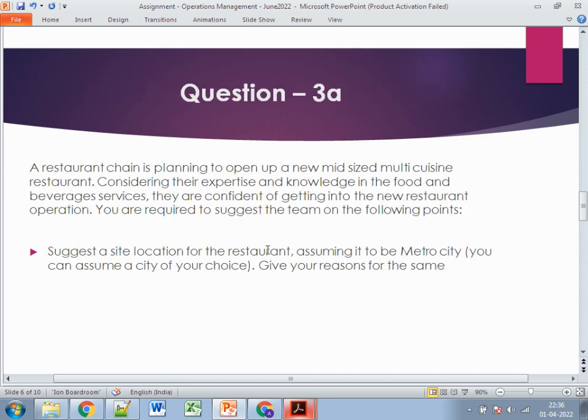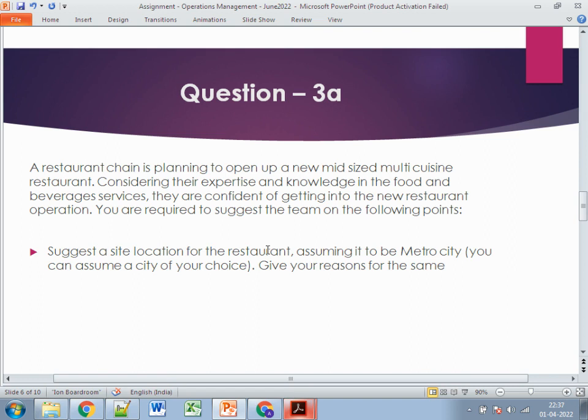Now coming to the third question. The third question is about a restaurant chain. The restaurant chain is planning to open a new mixed-size multi-cuisine restaurant. Considering their expertise and knowledge in food and beverage services, they are confident of getting the new restaurant operational. You are required to advise the team on the following points. Suggest a site location for the restaurant. Assuming it to be a metro city, you can assume a city of your choice. Give your reasons for the same.